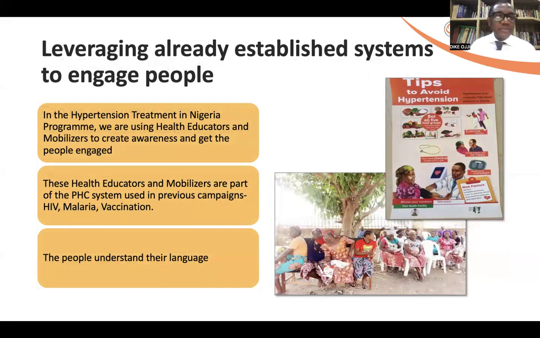Leveraging already established systems to engage people is one of the things that is very, very important. In the Hypertension Treatment in Nigeria program, we are utilizing health educators and mobilizers to be able to reach out to the people. These health educators and mobilizers are part of the primary healthcare system who have been involved in previous campaigns on HIV, malaria, and vaccination. The people understand their languages. The people are familiar to them. The people believe them. So using these people to reach out to the people, and to get the people engaged, is an aspect that is very, very important in scaling up our NCD intervention.